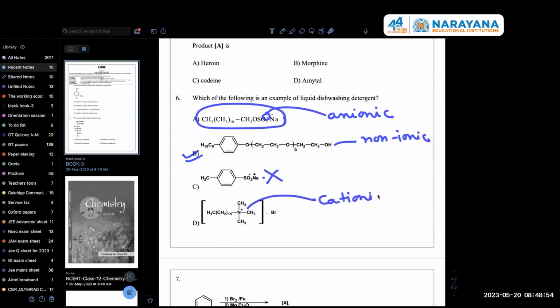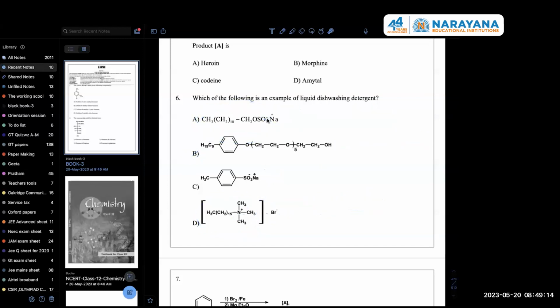In a cationic, cation should be there, right? Don't think about this Na positive or Br minus. They are just to support the ionic condition. The main component is this one, and this is having cation. So this is cationic detergent. The main component is this one. This is having anion, SO3 minus. So this is anionic detergent.